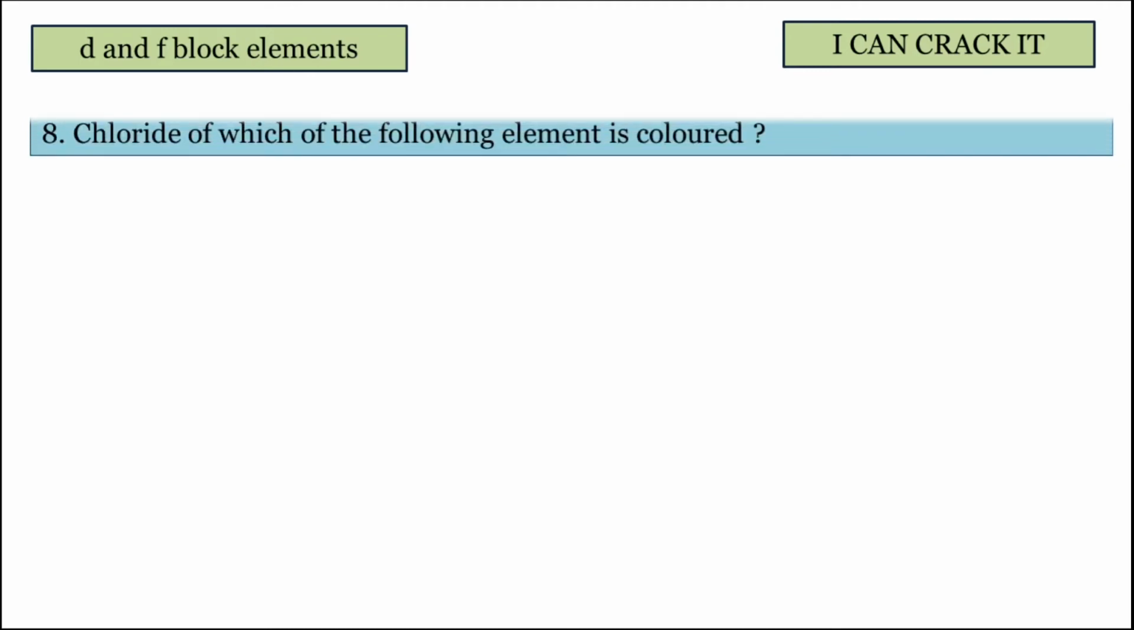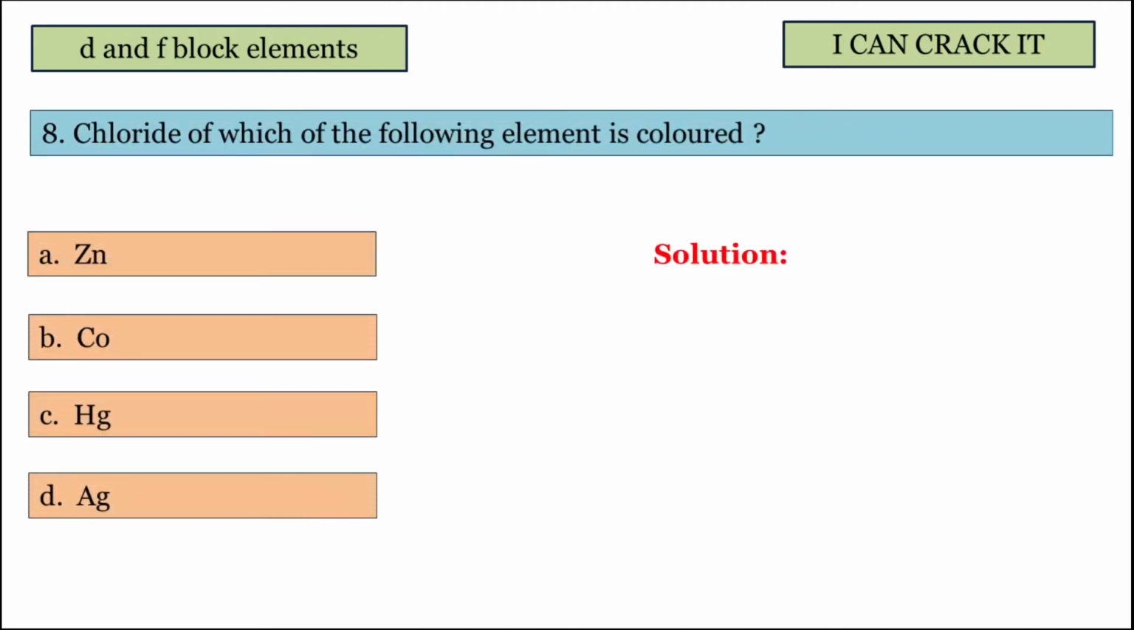Let's see the 8th question. The chloride of which of the following elements is colored? See, Zn is ZnCl2, it's chloride. Co is CoCl3. Hg is HgCl2. Ag is AgCl. So here the oxidation state is +1. Here it is +2, here it is +3, here it is +2.